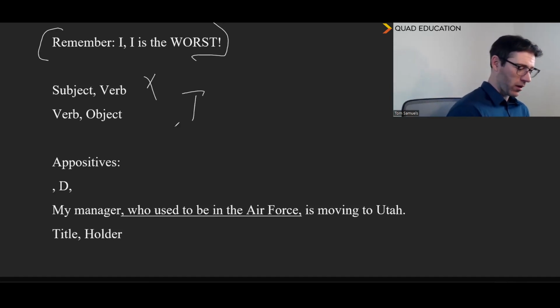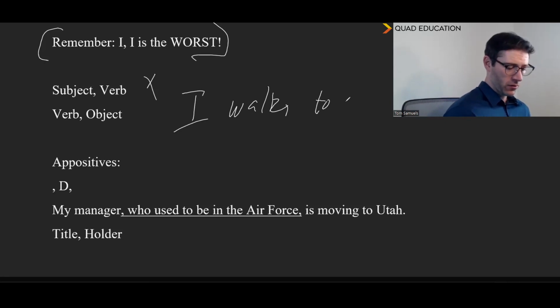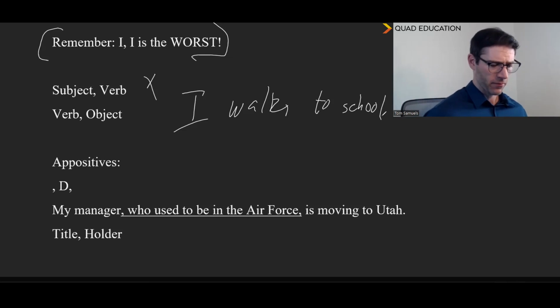So something like I walk would make sense by itself because that's a subject and a verb. But then to school, we might think to ourselves, like, what do you mean to school? What is the purpose of this clause now? So no comma between a subject and a verb, no comma between a verb and an object.